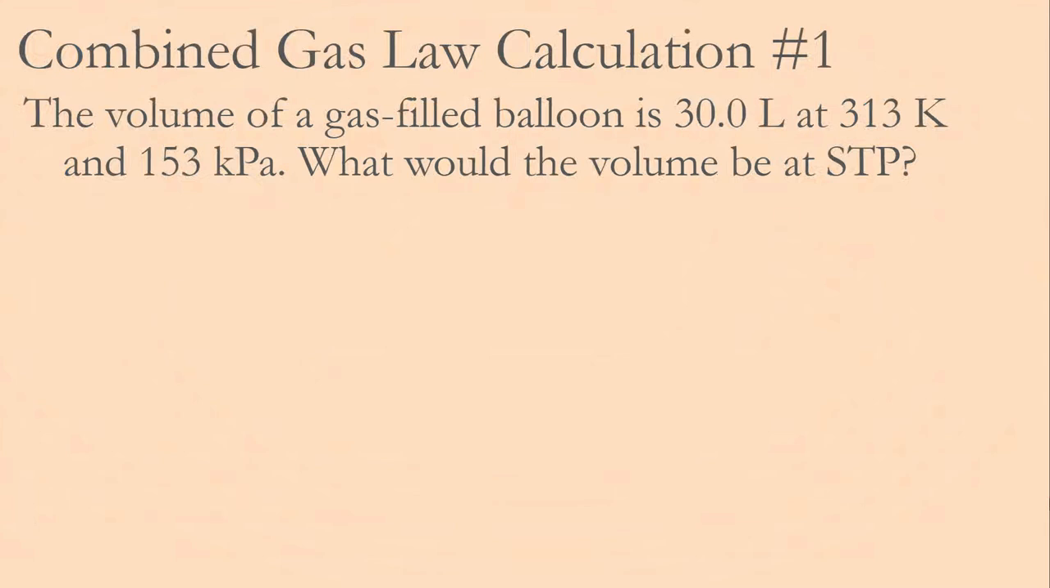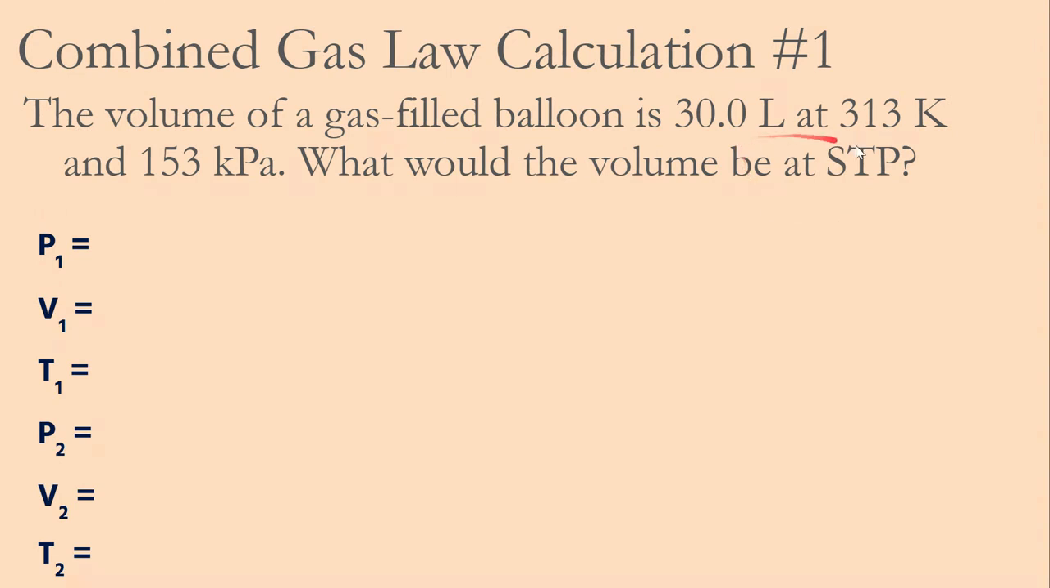Let's say we have a situation where we know that a gas-filled balloon has a volume of 30.0 liters at 313 Kelvin and 153 kilopascals of pressure. And we want to know what the new volume would be if the gas was brought to STP, or standard temperature and pressure. So let's go ahead and list our conditions: our initial pressure, our initial volume, our initial temperature, our final pressure, our final volume, and our final temperature.